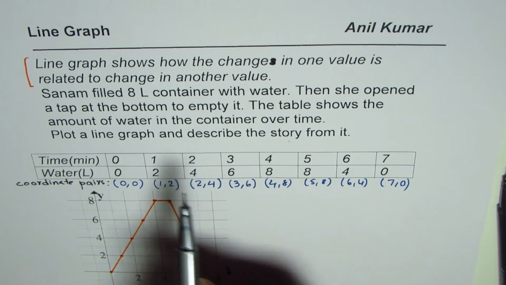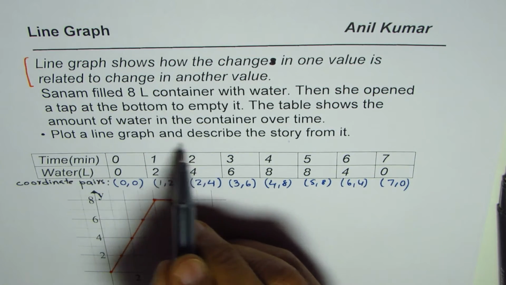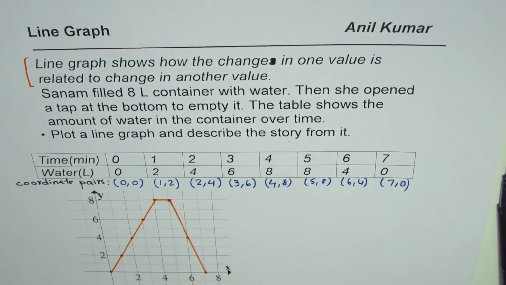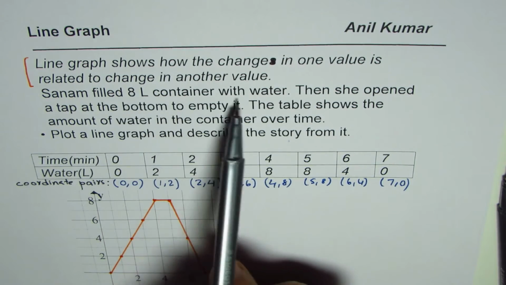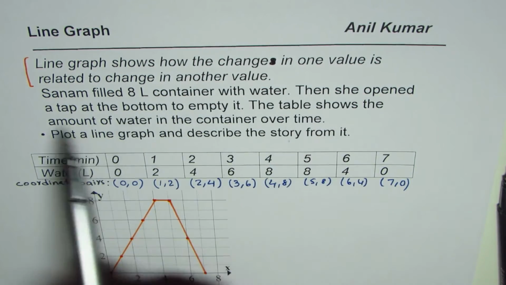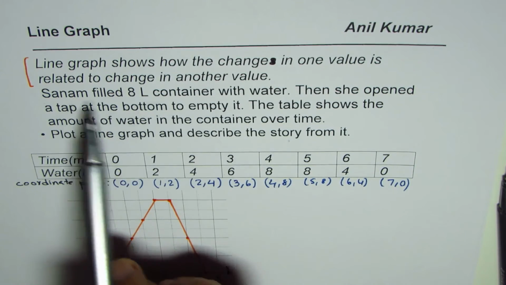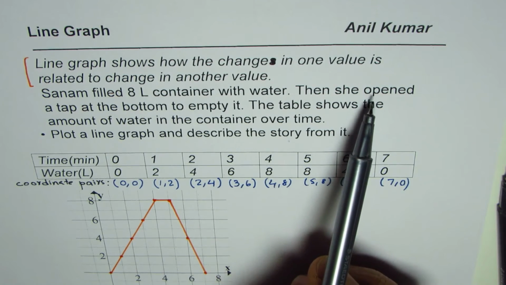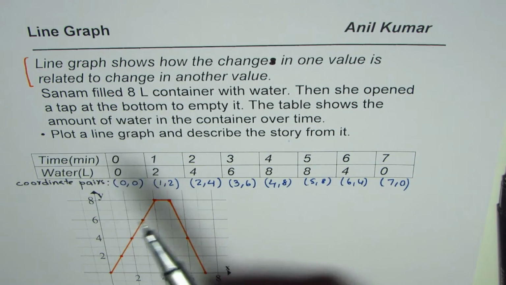Now let us describe. We have done the first part, that is, plot a line graph, and now describe the story from it. So what is the story here? That is what you need to describe. Let's get back to the question. Sanam filled an 8 liter container with water. Then she opened a tap at the bottom to empty it. While she is filling, the water level is rising, and when the tap is open, the water level is falling.